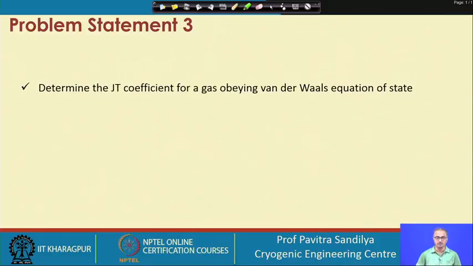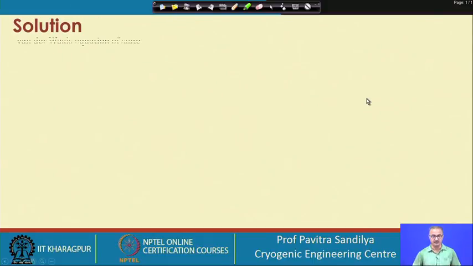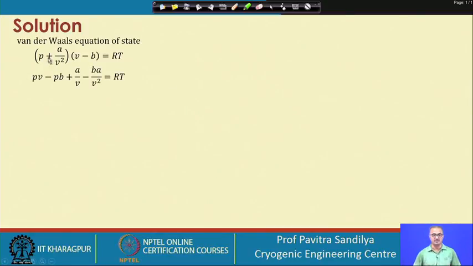Now, we come to another problem. In this, we have to find the μJT coefficient for a gas obeying the van der Waals equation of state. Now, let us consider this van der Waals equation of state. So, this is the famous equation of state.